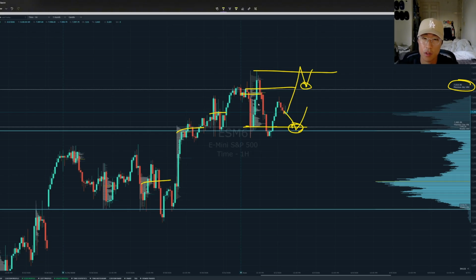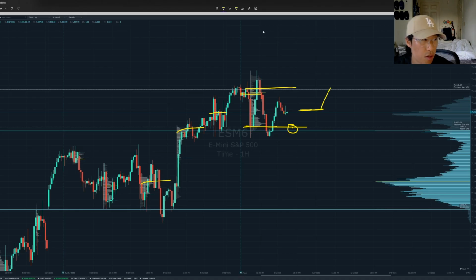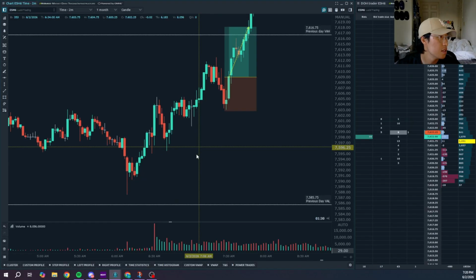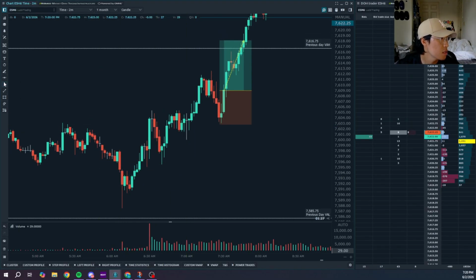Now, this second scenario was a lot less likely. If it was to happen, I would have needed to see a lot of strength. But this first scenario was actually very likely, and that's exactly what we got today. It didn't play out exactly how we wanted it to, in a sense where we couldn't really get an entry down here, but we were able to get an entry somewhere in this mid-level and ride our profits to the other side of value.